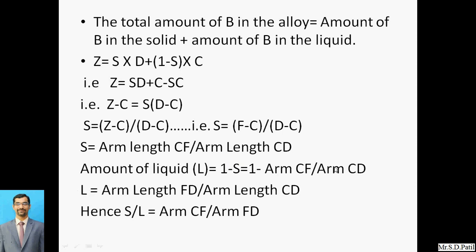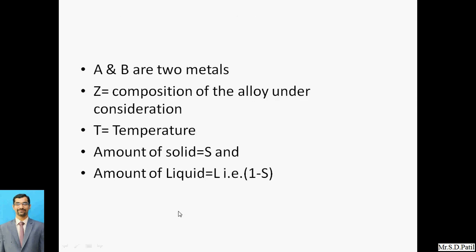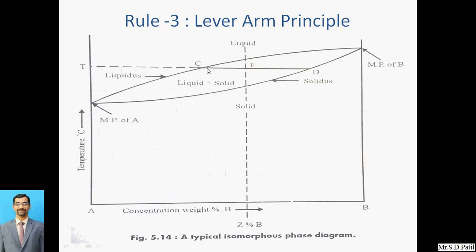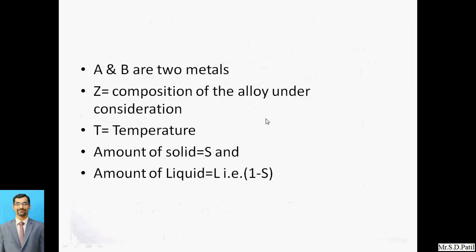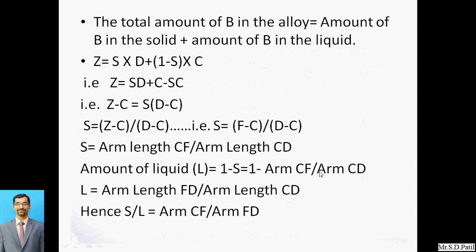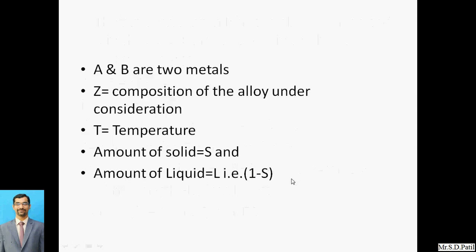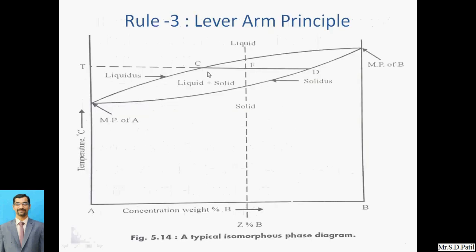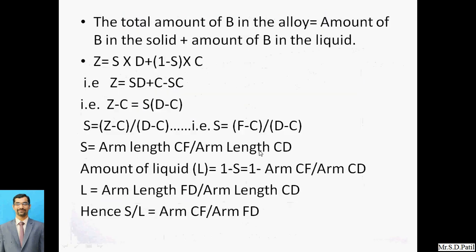This arm CD, which is taken over here, divided by arm CD minus arm CF. So CD minus CF. What is the CD minus CF? So what is remaining? FD. So here we have taken that arm FD, because here just see 1 minus CF upon CD. CD minus CF, what is the remaining? FD. So that's why here taken arm length FD divided by arm length CD. So that dividing factor remains.